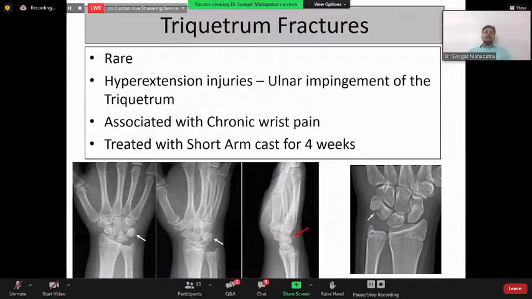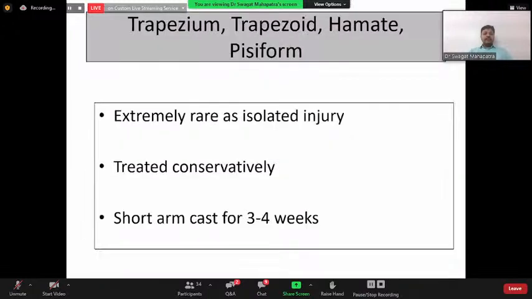Usually treatable in a short cast for 4 weeks. These are a few X-rays showing complete fracture of the triquetrum. Trapezium and trapezoid fractures are treated conservatively, usually with a short-term cast for 3 to 4 weeks.